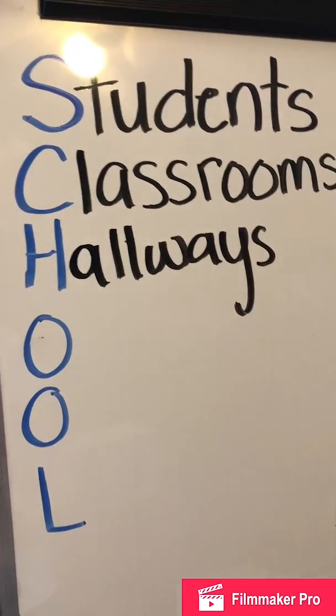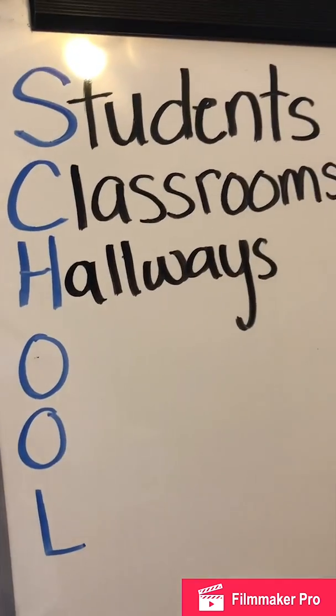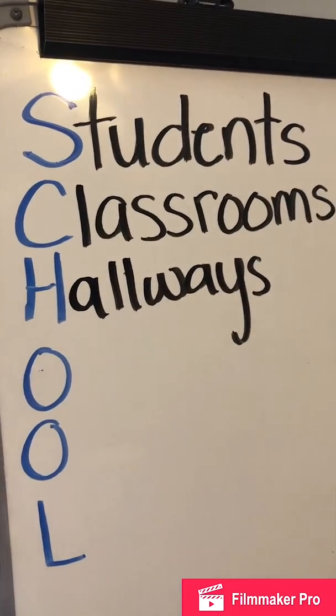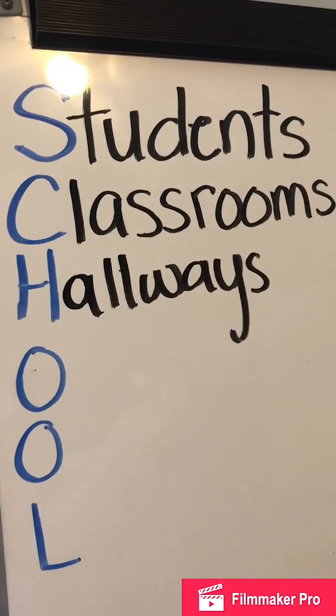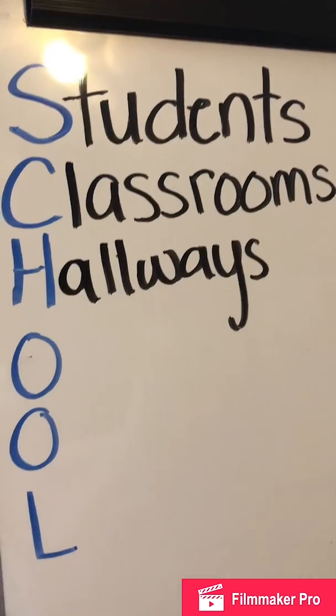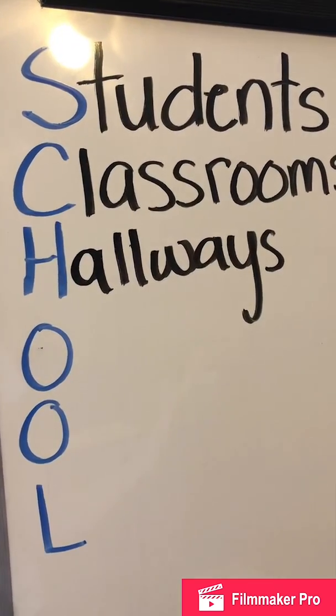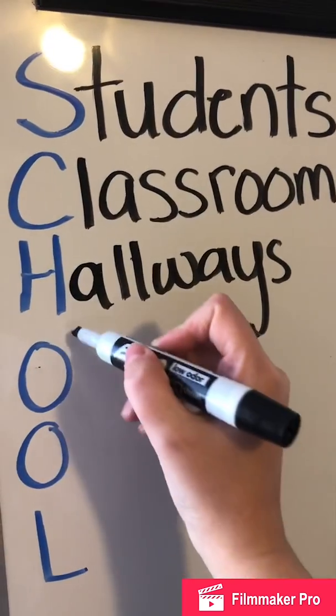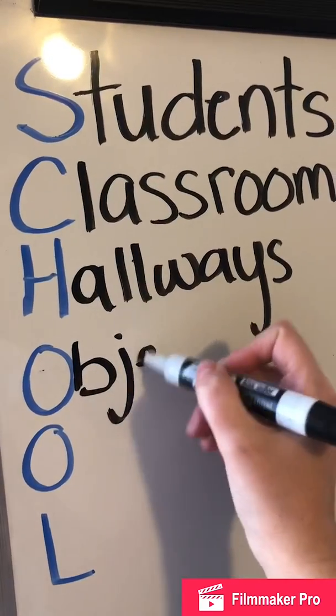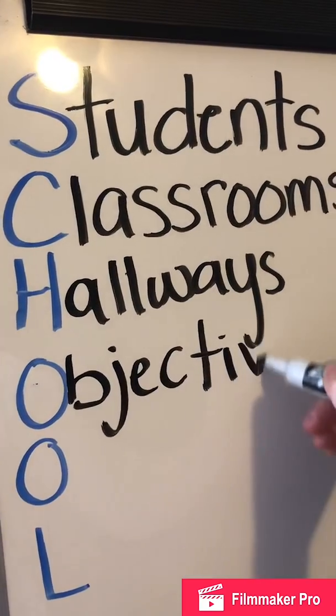After that, O is a little tricky. I had to do some brainstorming and some thinking. And in our classroom, posted on our board, we have objectives, which are things that we're trying to achieve in our classroom. So I'm going to put objectives. It's a big word.